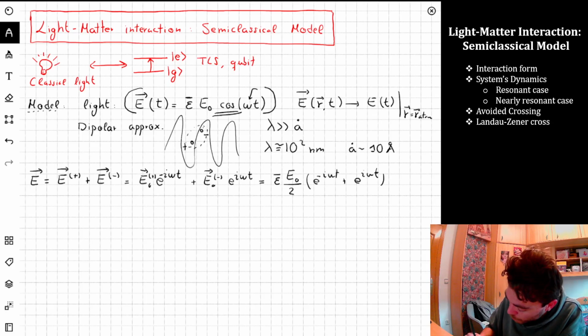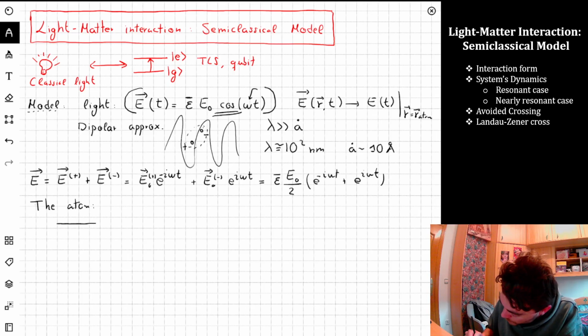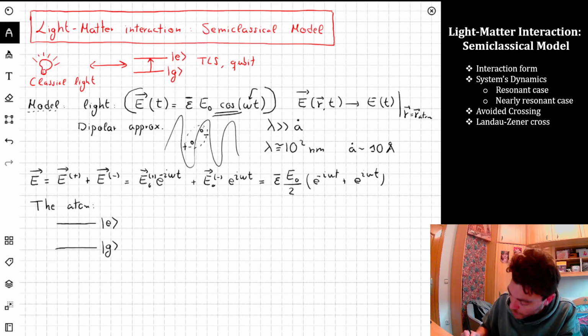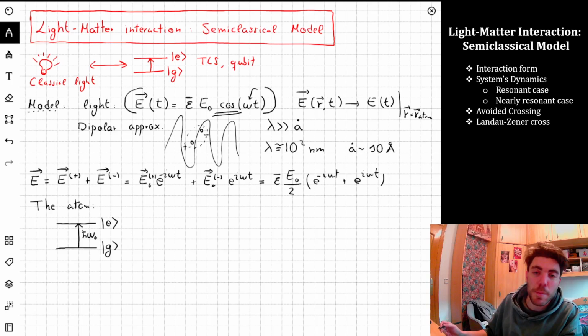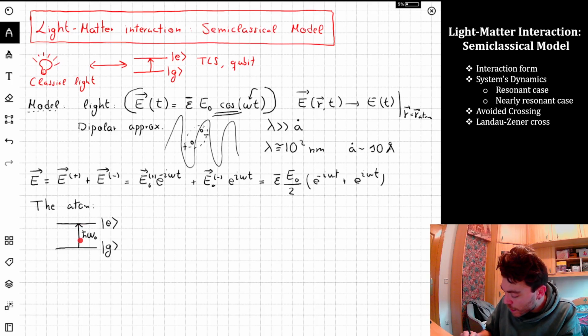Now, let's consider the atom. What is the atom? Again, the atom is a two-level system in the energy space with some ground state and some excited state. And the energy difference between these two is going to be h bar omega 0. But we will say frequencies are the same as energy. We will say that the splitting is just omega 0 or omega naught.